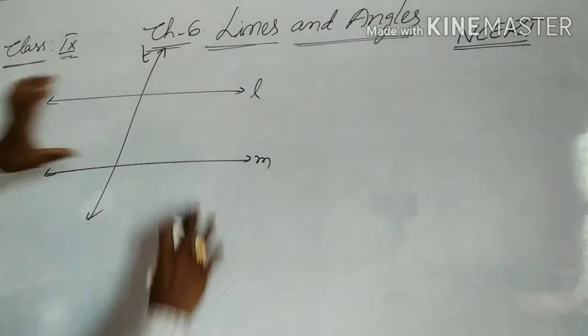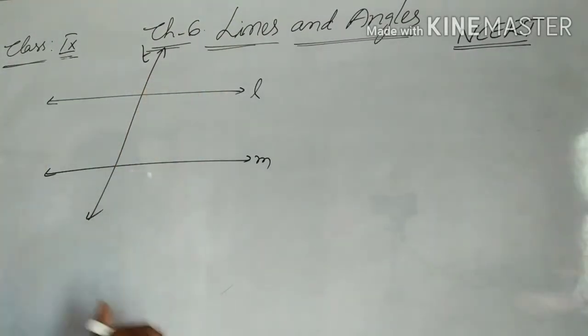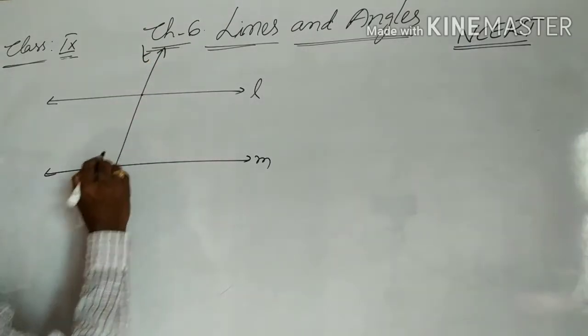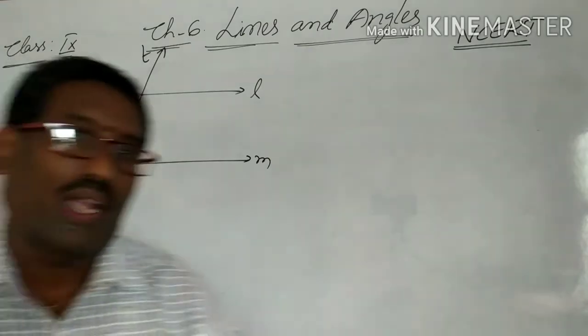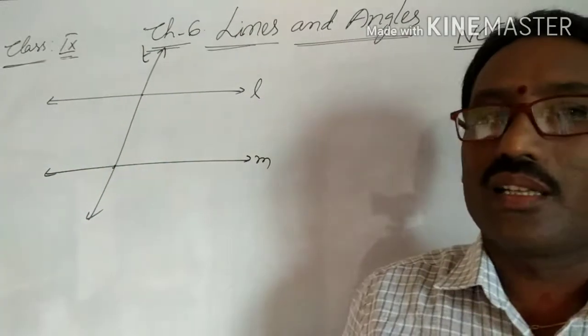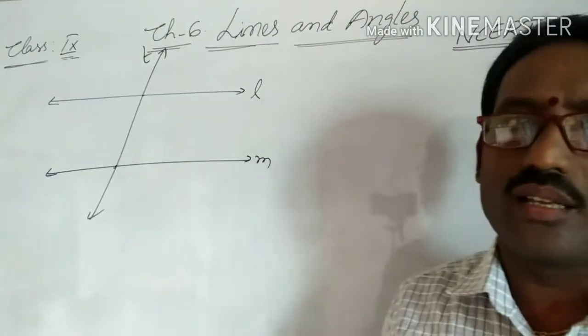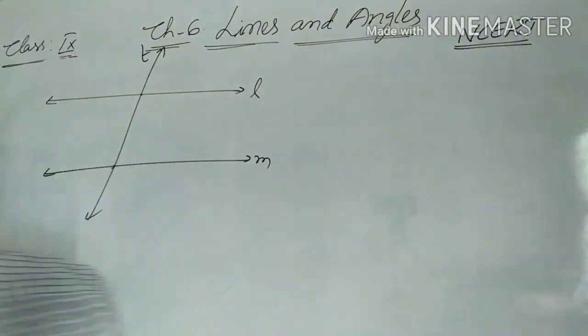Now here see, these are the two lines, L and M. This is T. The line T intersects them at two different points. That is called a transversal. More than two points also, okay. That is the transversal.